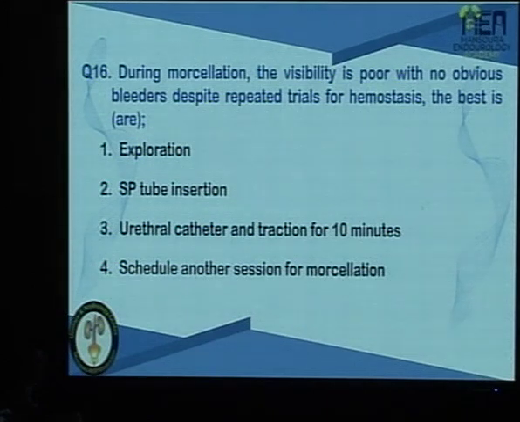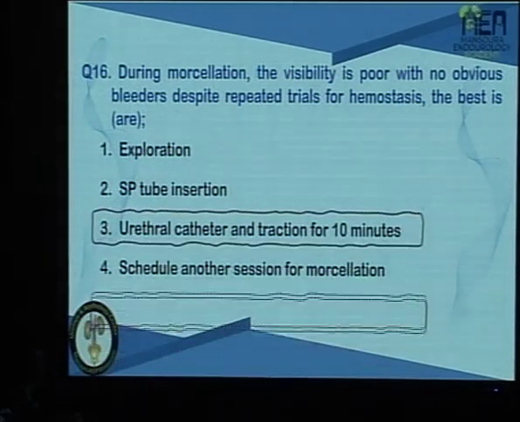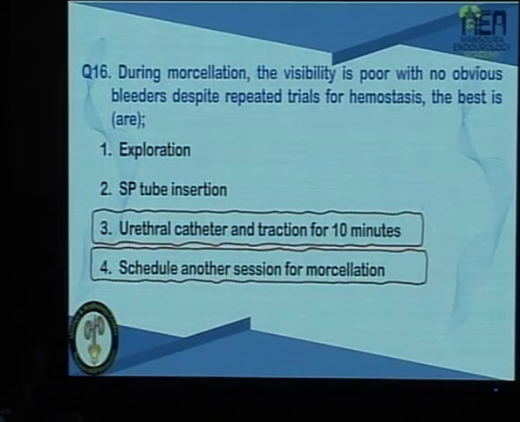Correct, 3 is correct, and 4 is correct. Both are correct. You can put the catheter, inflate the balloon, and apply traction for only 10 minutes. These are usually venous bleeders that can stop by the compression of the balloon of the catheter, and you can re-enter, achieve adequate hemostasis and proceed with your morcellation. Or if this is not applicable, you can schedule another session of morcellation.